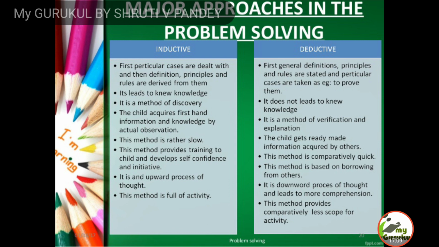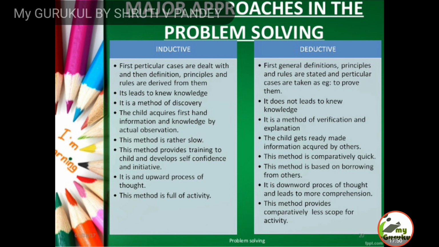Inductive approach: first particular cases are dealt with and then definitions, principles and rules are derived from them. Deductive approach: first general definitions, principles and rules are stated, then particular cases are taken to prove them. Inductive leads to new knowledge. Deductive does not lead to new knowledge. Inductive is the method of discovery, but deductive is the method of verification and explanation. In the inductive method, the child acquires first-hand information and knowledge by actual observation, but in the deductive method, the child gets ready-made information acquired by others.